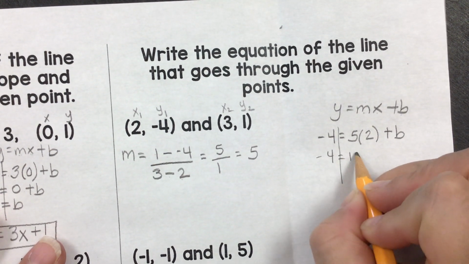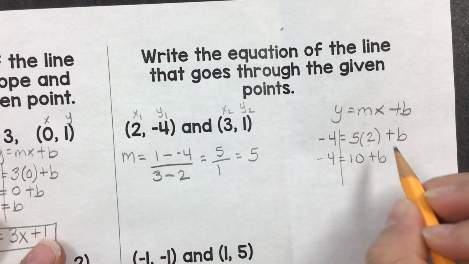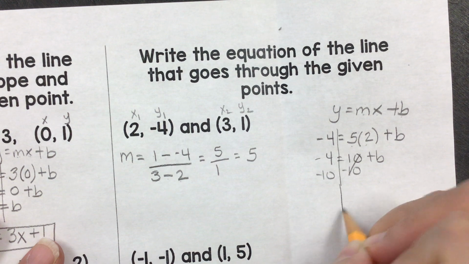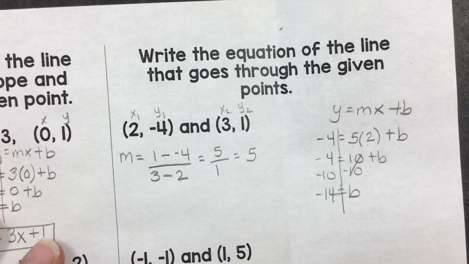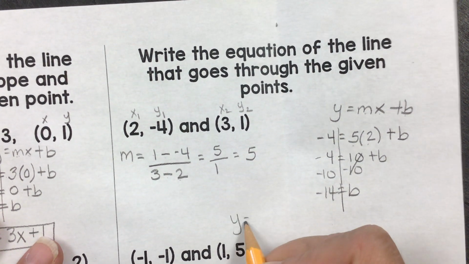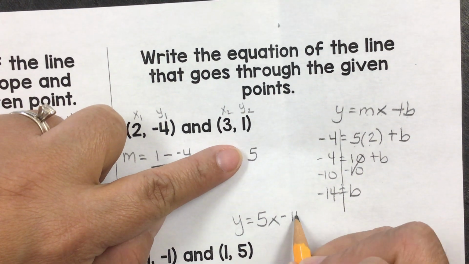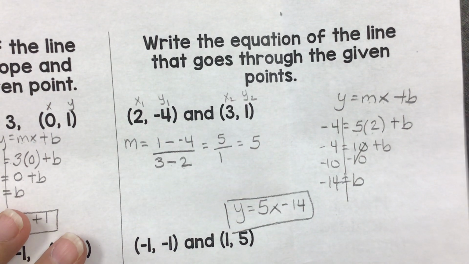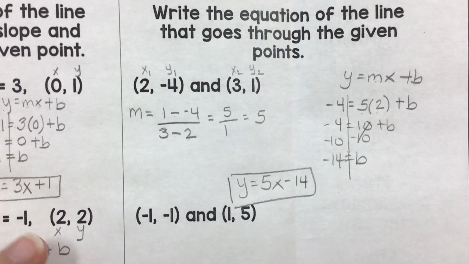-4 is equal to 10, because 5 times 2 is 10, plus b. Now we're going to subtract 10 to both sides. -14 is equal to b. But your final answer is y is equal to 5x minus 14. Because we have to put those two pieces together.